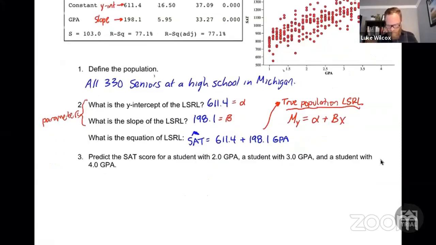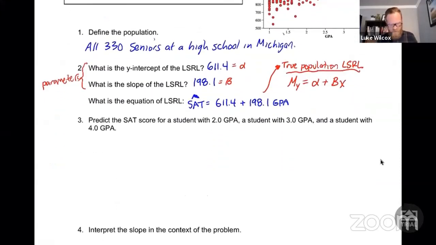Okay, we are ready for question number 3. Question number 3 says, predict the SAT score for a student with a 2.0 GPA, a student with a 3.0 GPA, and a student with a 4.0 GPA. So let's start out with our student that has a 2.0 GPA. Now we know that's our X value, right?